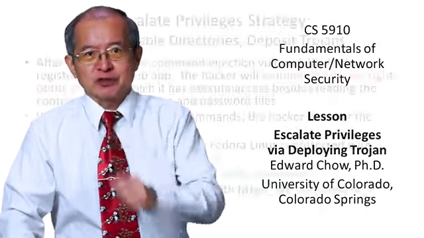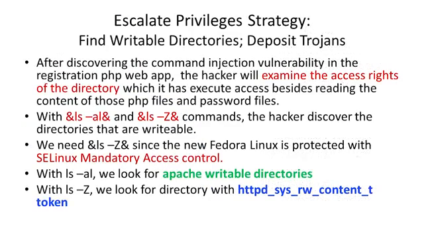In this lesson, we show how to escalate privilege after gaining access by following the hacking methodology presented in previous lessons. We'll deposit a Trojan. Here, our privilege escalation strategy will first try to find a writable directory on the victim machine, and then deposit a Trojan there. This is based on the assumption that we can run any command through the detection of the command injection.